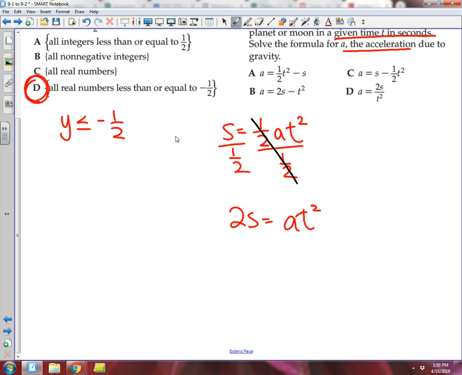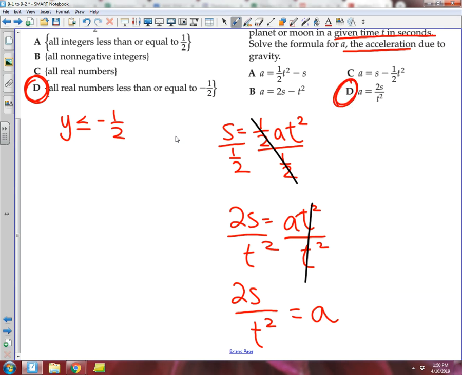Now I have to get rid of the T squared. And again, that's being multiplied. So what are you going to do? Divide by T squared. And they cancel over here. And I get 2s over t squared is equal to a. Has the a successfully been isolated? It has. So which of those answers would you choose? Which one? D. Yep. Should be D. You see how it's backwards? Does that matter? No, it does not. Okay. Questions for me on our warm-up?